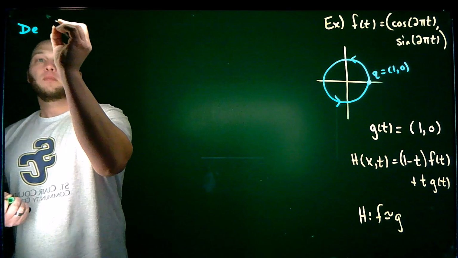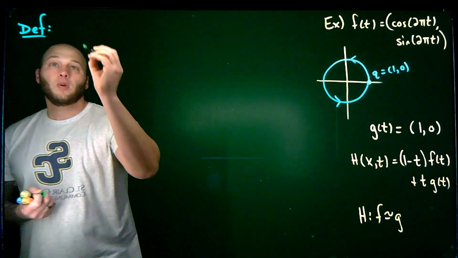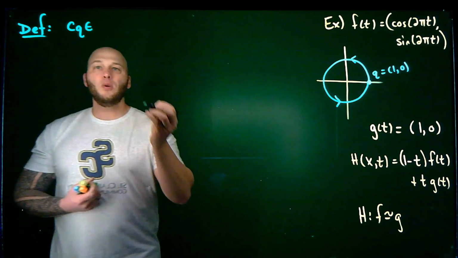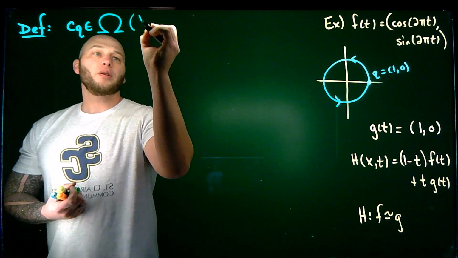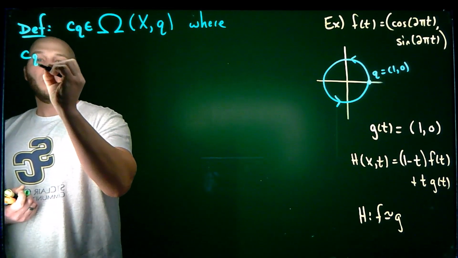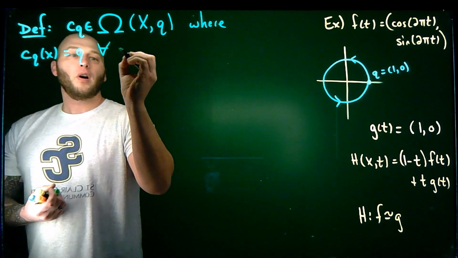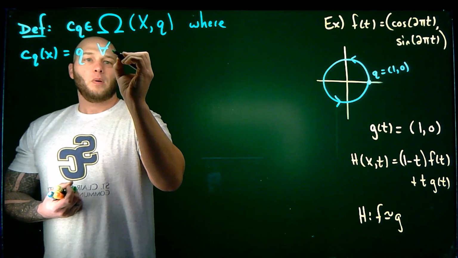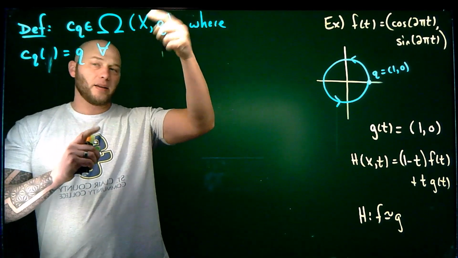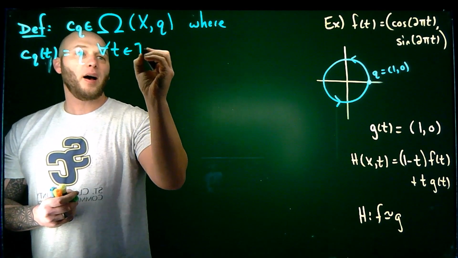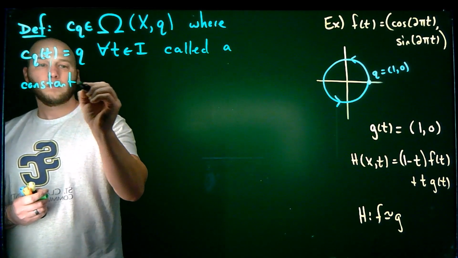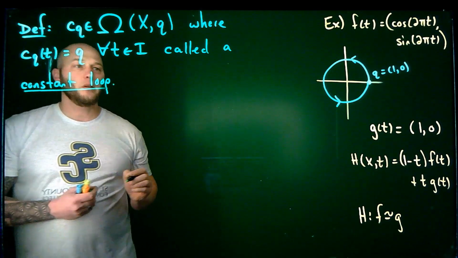Definition. The notation C_Q is an element of the loops in a topological space based at Q, where C_Q(t) = Q for all t in I. This is called a constant loop.